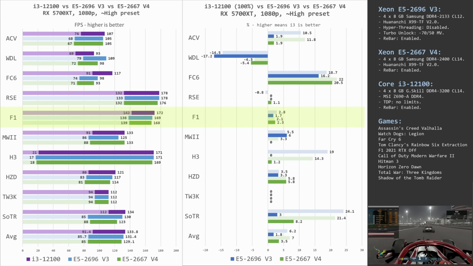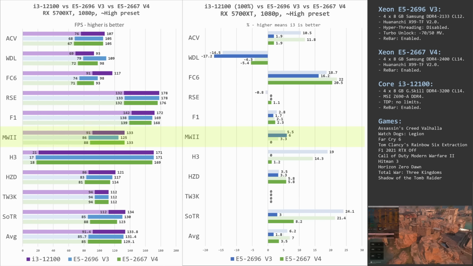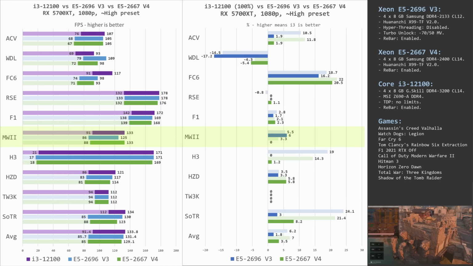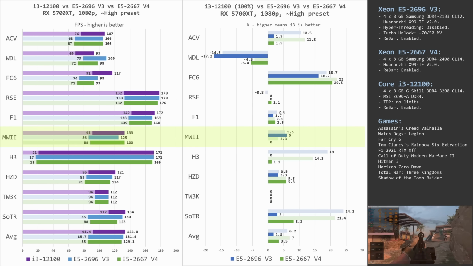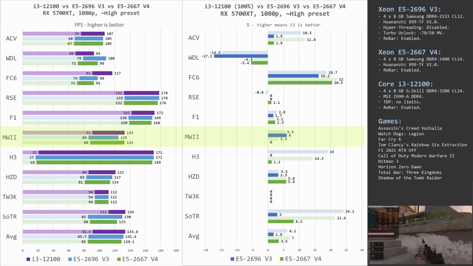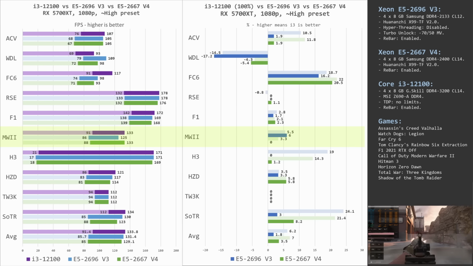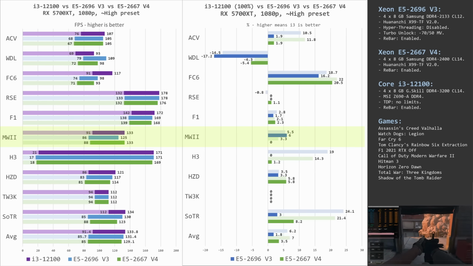i3 delivers 142-172 FPS, and Xeon CPUs deliver 138-168 FPS. Call of Duty Modern Warfare is a weird result because it's the only tested game that favors E5-2667 V4 over E5-2696 V3. Here, E5-2667 gives us 88 and 133 FPS, which is almost equal to 91 and 133 FPS of Core i3-12100, but Xeon E5-2696 V3 is lagging behind, 86 and 125 FPS.